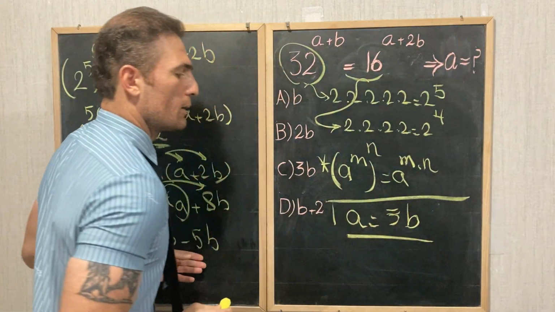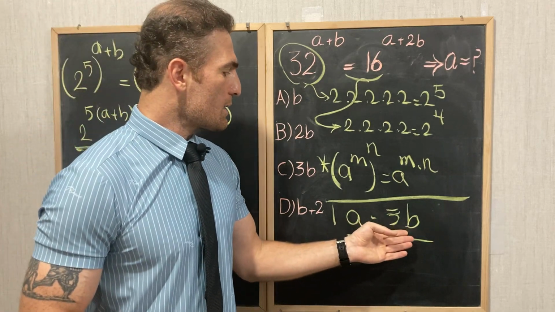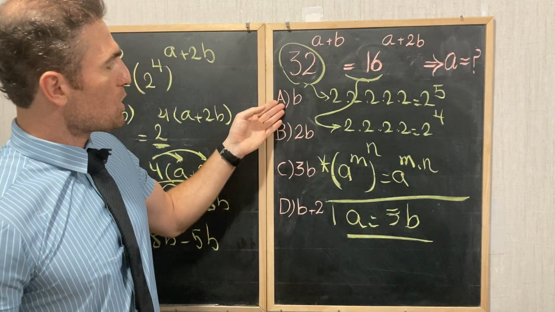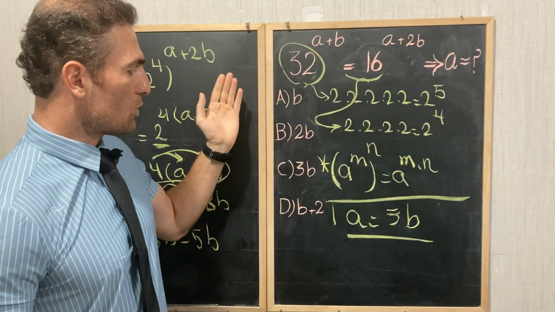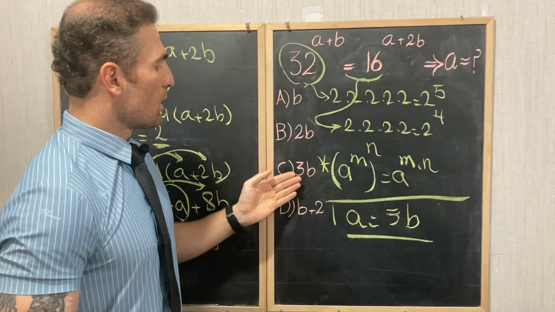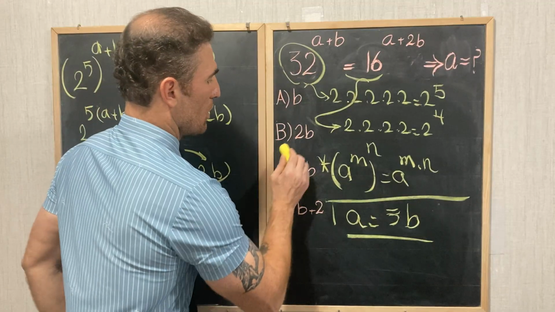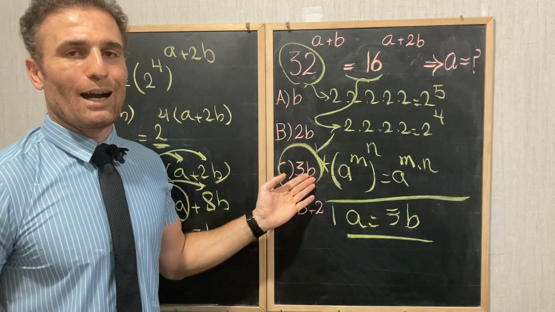Now, we are going to find the answer among the options. Option A says b, so it is not true. B says 2b, not true. And C says a equals 3b. So option C is our answer.